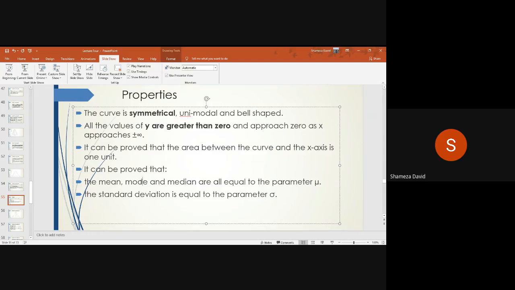The mean, the mode, and the median are all the same because it's a symmetric bell-shaped distribution. They're all the same and they're equal to mu because we use parameter values for the normal distribution and not sample statistics. And so the standard deviation is also equal to sigma.